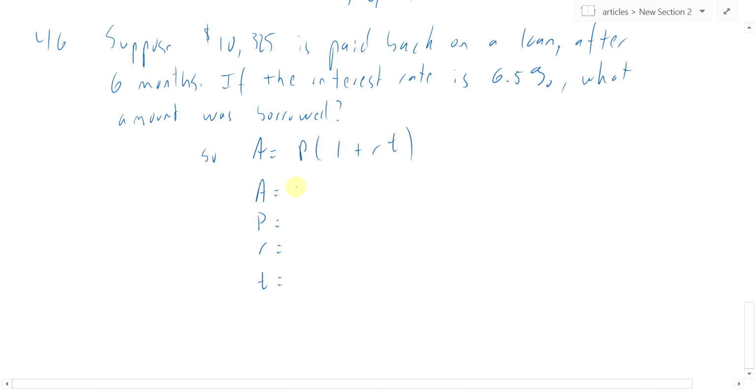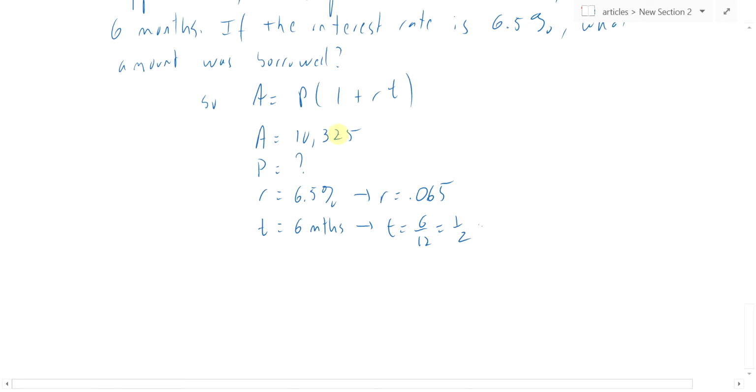So 10,325 is how much is paid back. How much was borrowed? That's P. We don't know that, so we'll put a little question mark. Interest rate is 6.5%, but of course the rate always needs to be turned into a decimal. The time is 6 months. So T is 6/12, which equals 1/2 of a year. Because you always need to turn time into a year. And so again, we know everything except for one variable, and we plug it in.